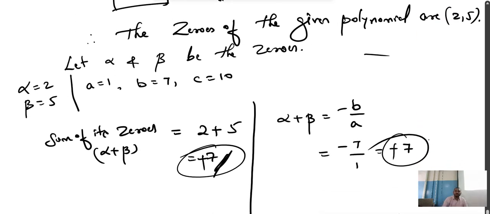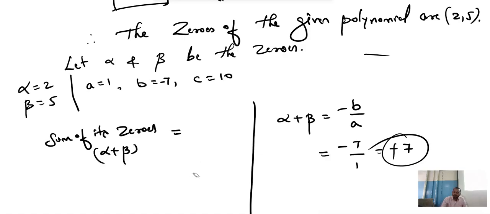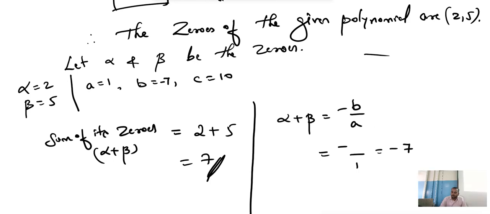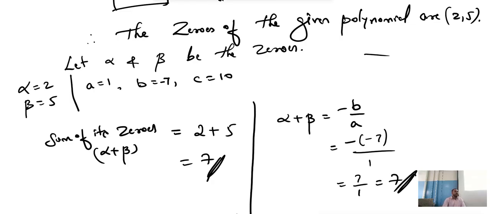Okay. So, what is the value of b? Minus 7. Am I right? Yeah. Now, what is alpha? 2 plus beta 5. 2 plus 5, it is plus 7. Now what should we do here? Minus, this formula minus. What is the value of b? Minus 7. What is the value of a? 1. Minus into minus plus 7 by 1. That's nothing but 7. As you can see, both the sides should be the same. Is this clear?